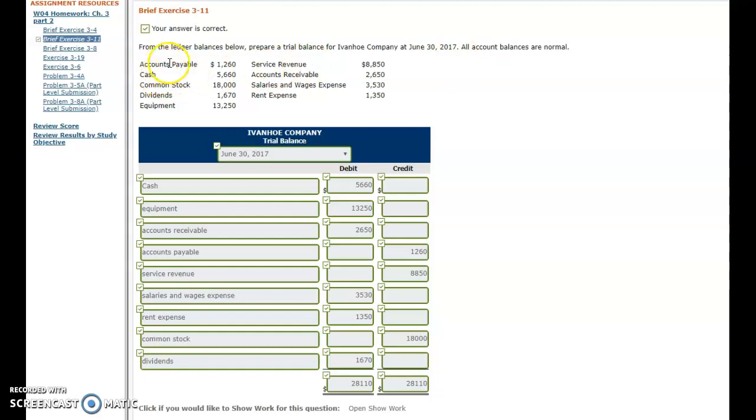So they give you these figures: accounts payable, cash, common stock, dividends, equipment, service revenue, accounts receivable, salaries and wages expense, rent expense. And then what I did from here, I'll show you.